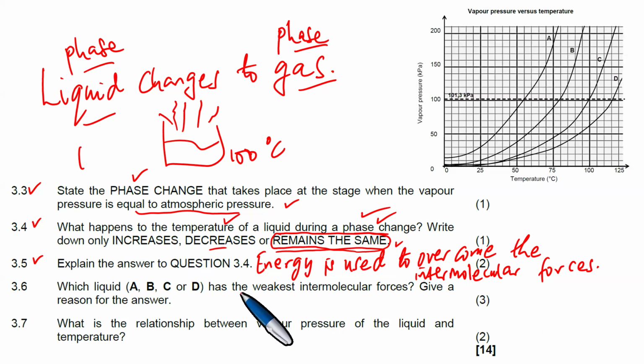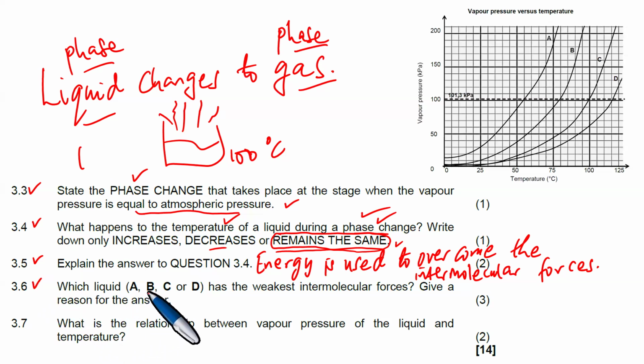Because now we need to explain why water changes to vapor, why water becomes steam, why water evaporates. Because energy is used to overcome intermolecular forces. That is why there is a phase change. The phase change is caused by the fact that energy is used to overcome the intermolecular forces. Okay, these are the things that you need to take note of. Okay, I want us to look at 3.6.